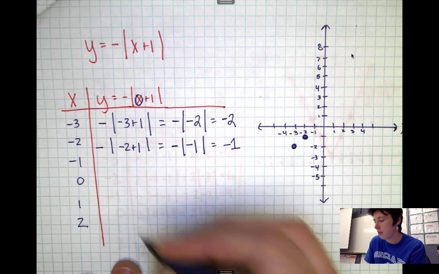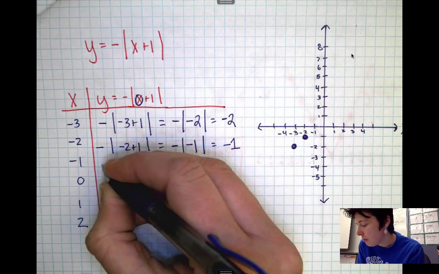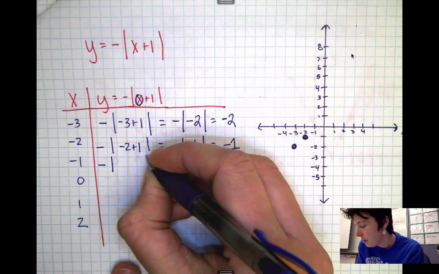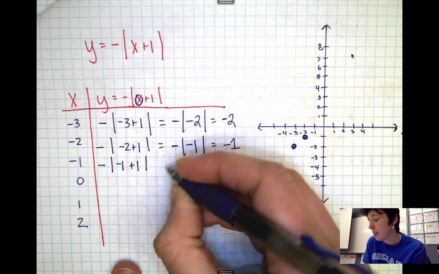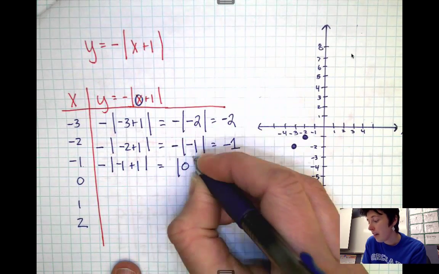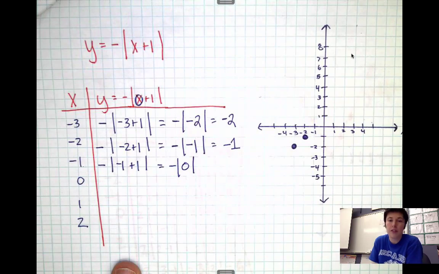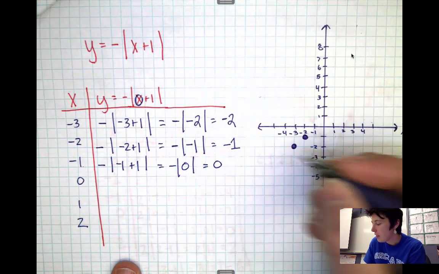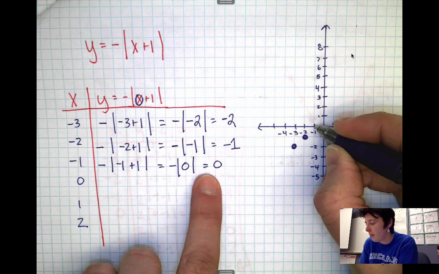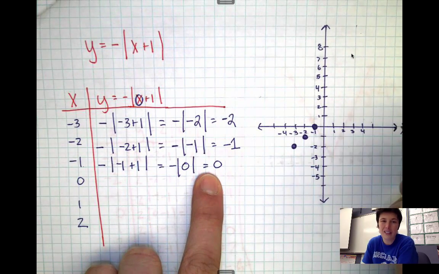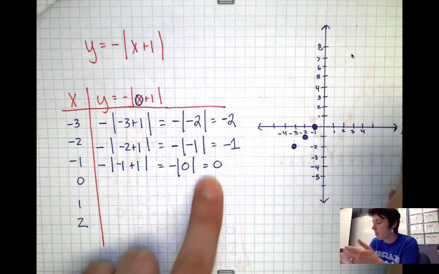All right, next one, let's do negative 1. So minus absolute value. X plus 1 is negative 1 plus 1. Negative 1 plus 1 is 0. So I have this minus absolute value of 0. Well, that's 0. Okay, so at negative 1, I have a point at 0. So it's just looking like a line. I'm not seeing the V yet, so let's just keep on going.